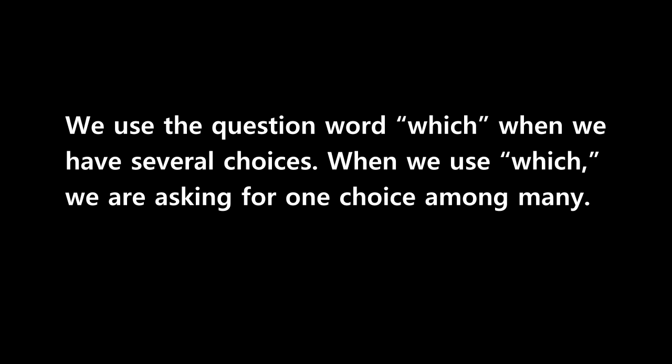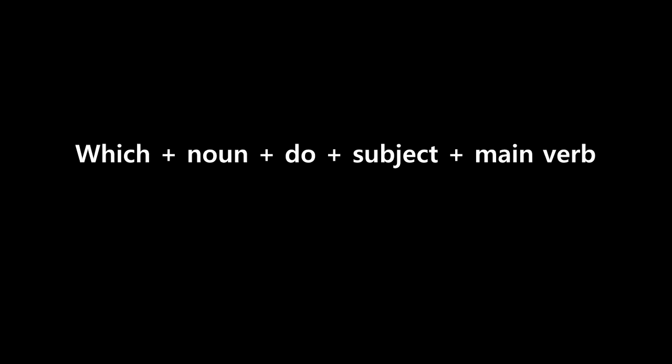We use the question word which when we have several choices. When we use which, we are asking for one choice among many. Let's explore an example. Imagine you are on a street that has many restaurants. You might ask a friend, "Which restaurant do you recommend?" The general structure is which plus noun plus do plus subject plus main verb.